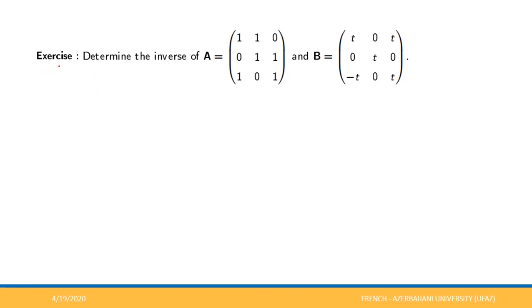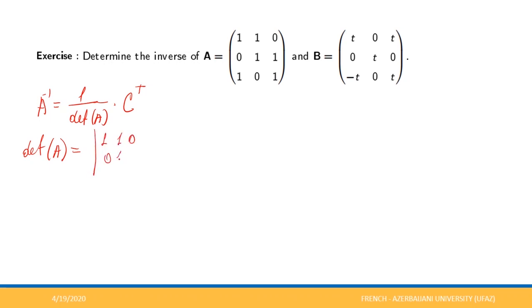Let's look at an exercise. Determine the inverse of A and B. Look at A. As you know, in order to find the inverse of A, we will use this expression. The inverse of A is equal to 1 over determinant of A times the transpose of the cofactor matrix of A. So we first calculate the determinant of A, which is equal to the determinant of 1, 1, 0, 0, 1, 1, 1, 0, 1. Here I will use the expansion formula for the first row.